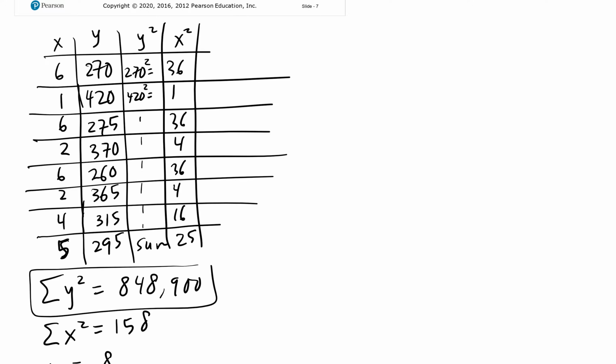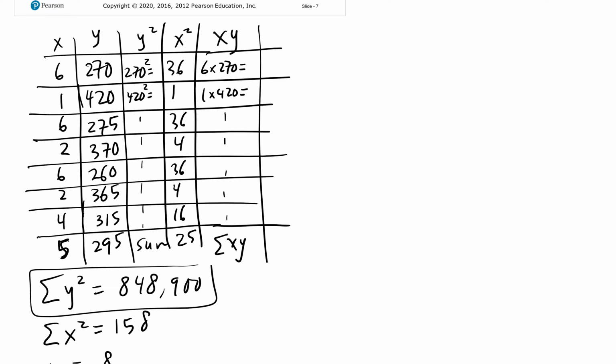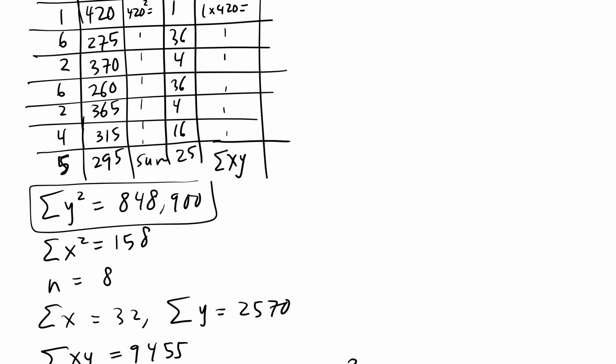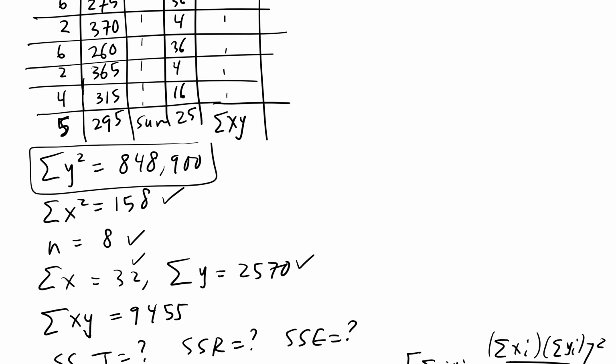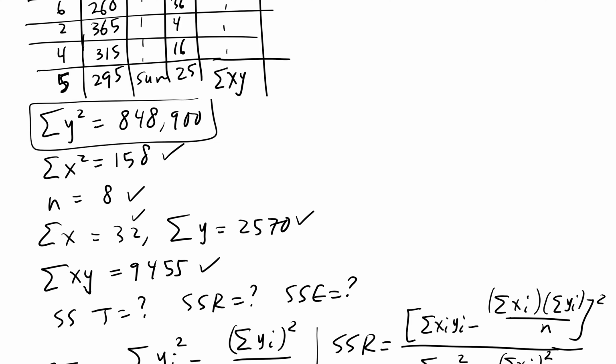We also needed to multiply x by y. So x by y means you multiply 6 times 270 and get a number, 1 times 420, get 420, and all the way down, and then just sum them up, the sum of xy. If you go through this operation, you get 9,455. For this, we have 8 values, so the sample size is 8. The sum of all the x values, if you add the first column, you get 32. Add all the entries in the y column, you get 2,570.